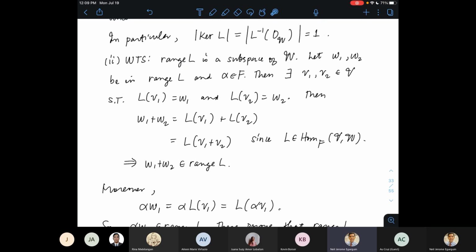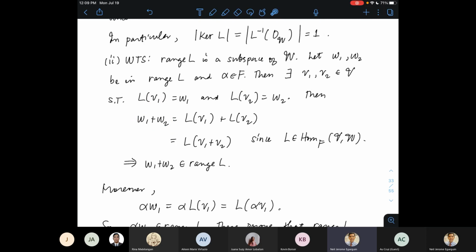But if W1 and W2 are in the range of L, then there will exist elements of the domain whose image under L are equal to W1 and W2, right? So in particular, there will exist a V1 and V2 such that LV1 is equal to W1 and LV2 is equal to W2. Kasi si W1 and W2 ay element ng range. So sure tayo may elements ng domain na pag kinompute ko yung function value nila, equal sila kay W1 and W2 respectively. All right? And now our goal is to show that W1 plus W2 is in the range of L. So what I'll do is take a look at W1 plus W2 and how it looks like, right?